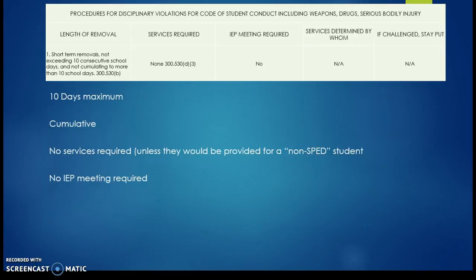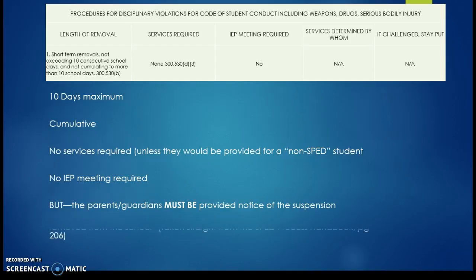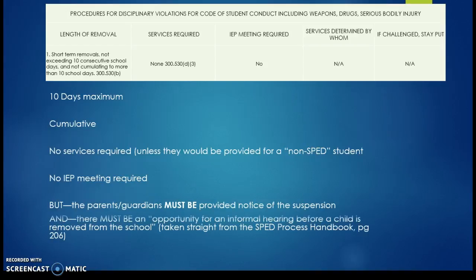There are no services required, and the district is not required to provide services, but is required to notify the parents before the suspension, and the parents must be given a chance to have an informal hearing before the suspension.